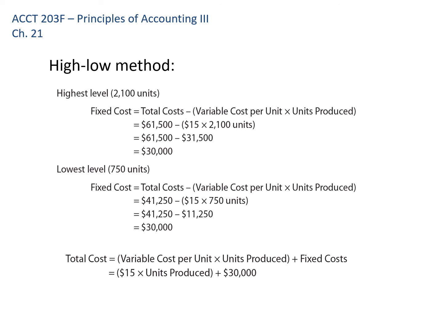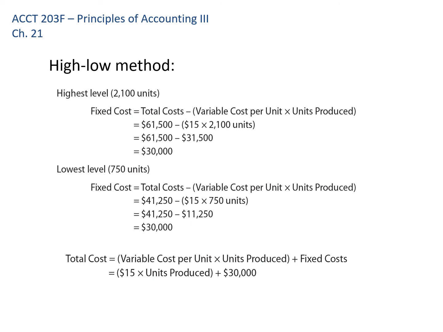Now I do the same thing for the lowest level. I don't have to, but just to prove my point, I take the total cost at that level of 41,250 and subtract the variable cost at that level, 15 times now 750 units. I get 41,250 minus 11,250, that's 30,000. So basically, if you think of all of those points on the last chart as a scatter graph, I'm drawing a line that's the best fit between those based on the high unit and the low units.